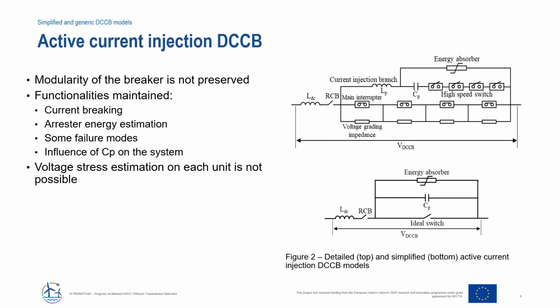The second topology we considered is the active current injection DC circuit breaker, whose detailed and simplified models are shown on this slide. Unlike the simplified hybrid DC circuit breaker models, the simplified active current injection model does not preserve breaker modularity. Therefore, estimating the voltage stress on each breaking unit is not possible. Nevertheless, most functionalities of the detailed model are preserved, including the current breaking, arrestor energy estimation, some failure modes, and influence of the injection circuit capacitor on the system.